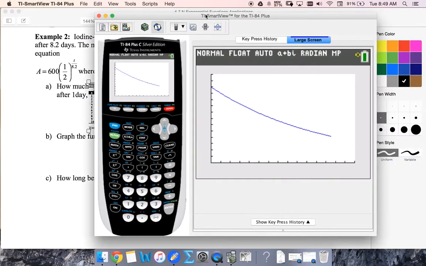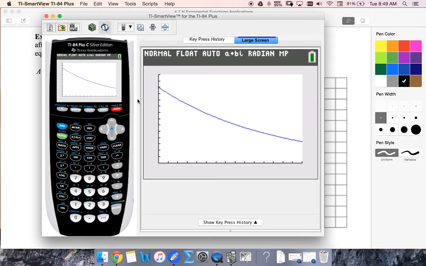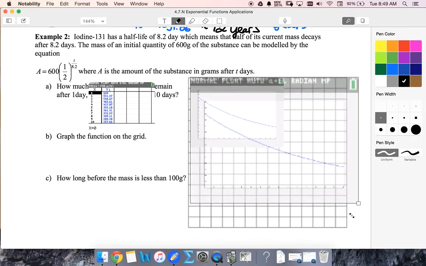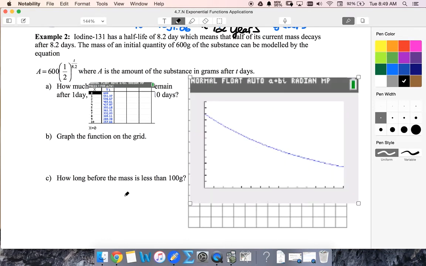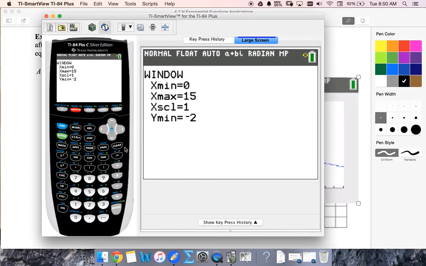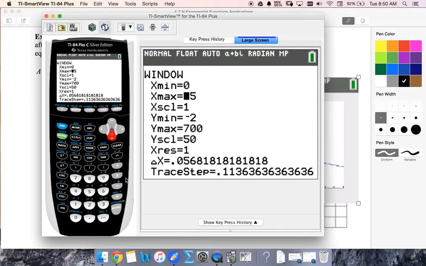All right, that's a pretty good image. So slowly going down. I'm going to bring this over here. All right. How long before the mass is less than 100 grams? Well, let's see, I was counting by 50, so 100 grams is here. So I need to extend my amount of days if I'm going to use my calculator. I'm going to go into my window. I need my days. Let's make sure we get there. So let's go, actually I'm going to go to 50 just to be safe.